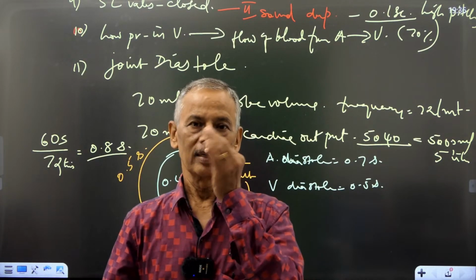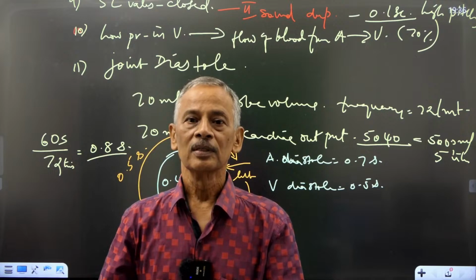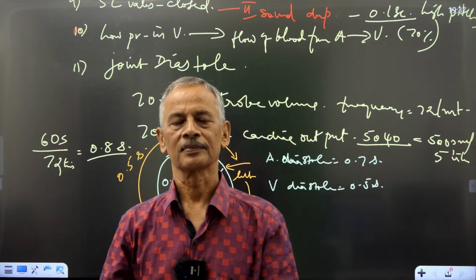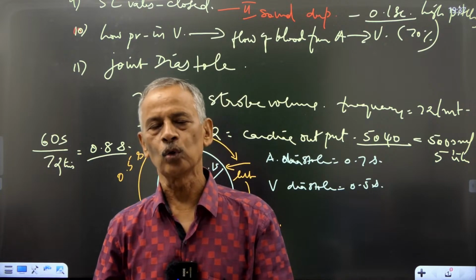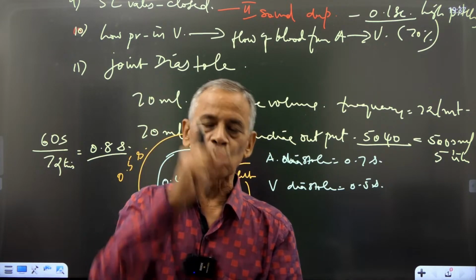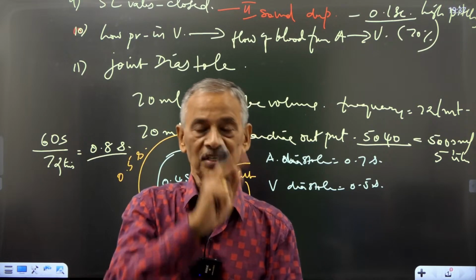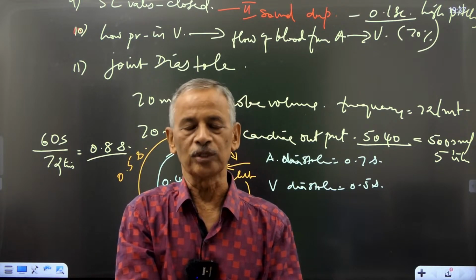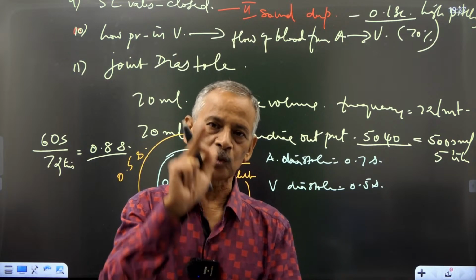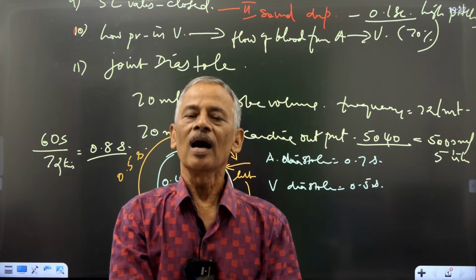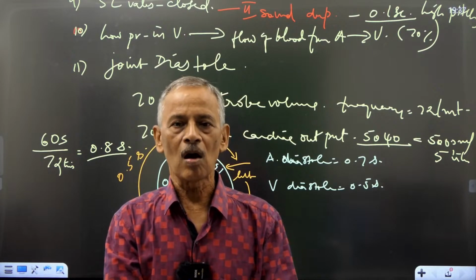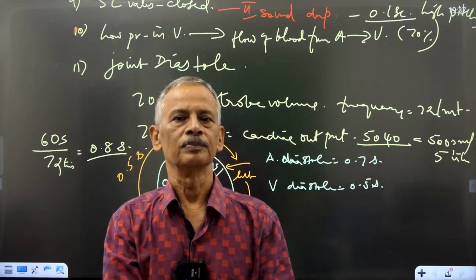We were discussing the cardiac cycle. In that connection, I told you, during every systole of the ventricle, 70 ml of blood is pumped to the arteries. 70 ml to the pulmonary artery, 70 ml to the aorta, which is called stroke volume.